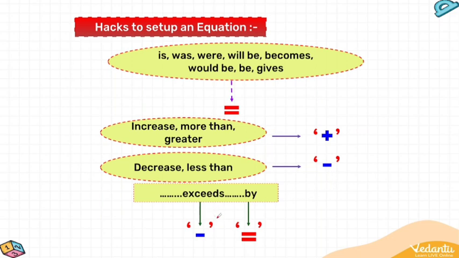Then comes exceeds. In that case also we understand that some number was there, and exceeds means it got increased. So how much did it increase? Then we use this sign to understand that. And then for by how much or equal by, we use the equal sign. So we'll see examples and that will make it more clear.